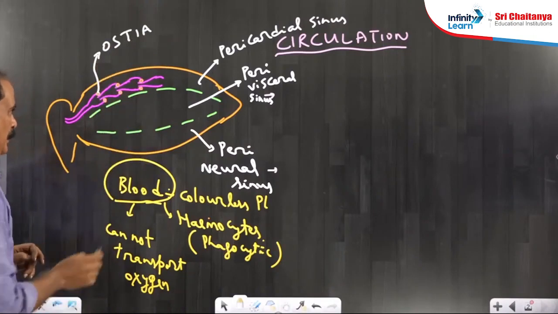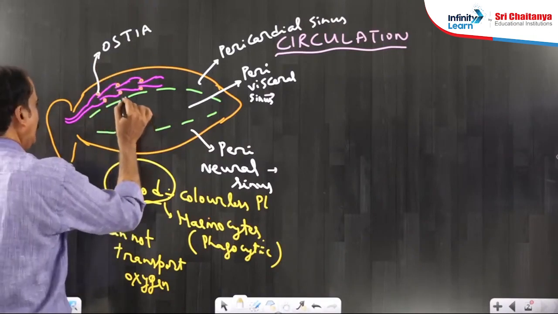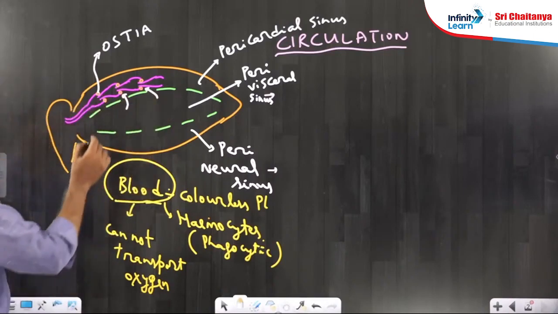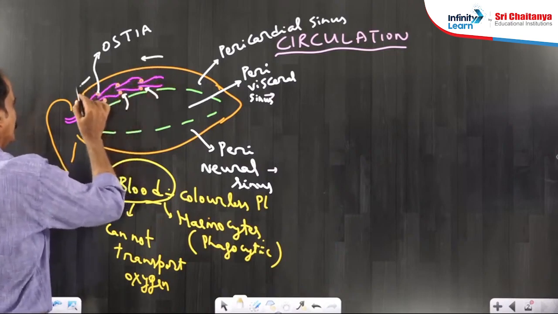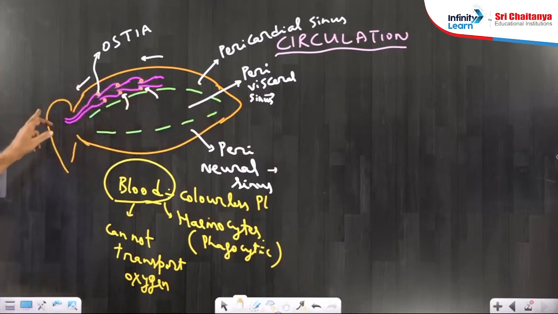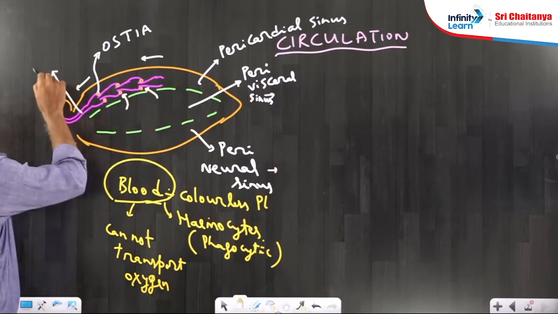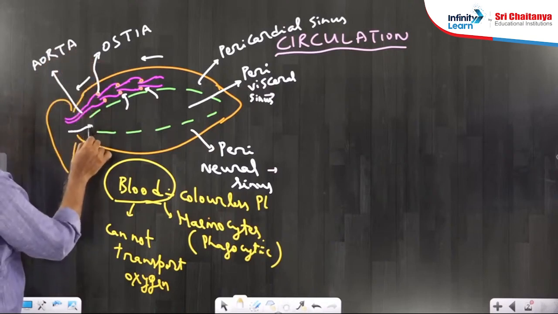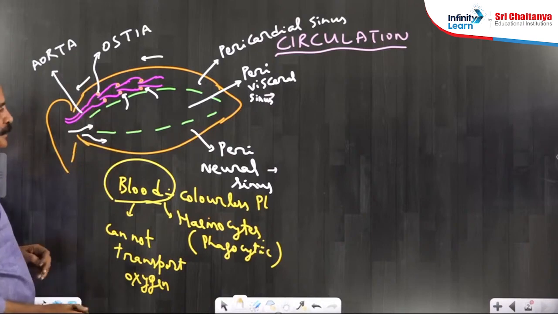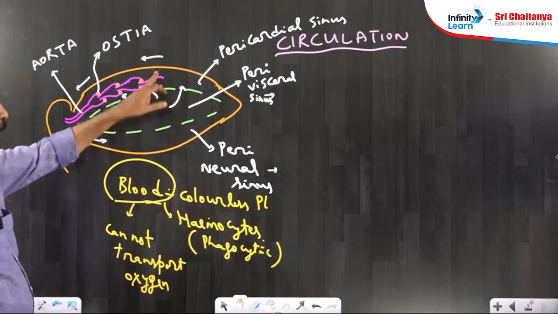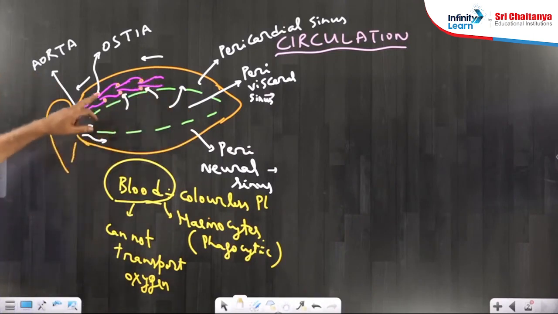Ostia will be allowing blood into heart. Blood enters into the heart chamber through ostia. Once blood enters into the heart chambers, blood is pumped anteriorly, from posterior to anterior. Blood comes to the head sinus, and from the head sinus, blood is again pumped back into the perivisceral and perineural sinus, and because of the contraction of the muscles called alveolar muscles, it is again pumped back into the pericardial sinus, then it goes into heart.